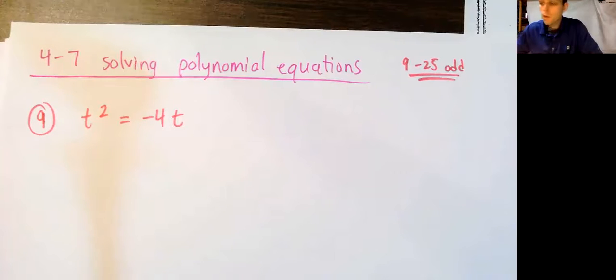All right, guys, we're going to be going over some problems from the 4-7 solving polynomial equation sheet. The key to this whole worksheet is a strong understanding of factoring. All these problems involve factoring in one way or another. So looking at number 9, the very first thing that I see is we have t squared, right? A lot of these problems are going to have some exponent power 2, 3, 4, something like that. And that really leads me to believe that factoring is going to be the way to do this.